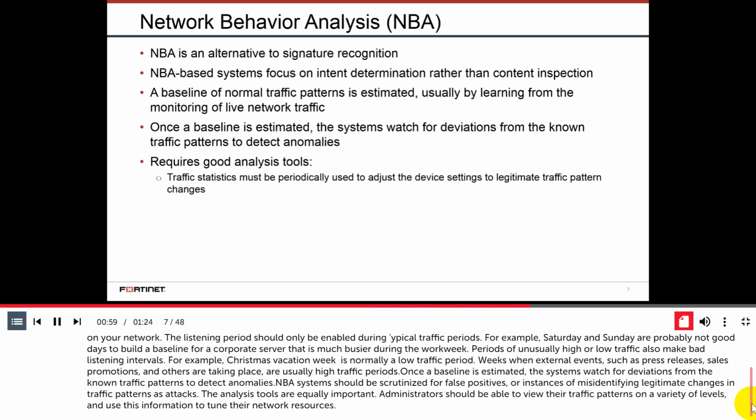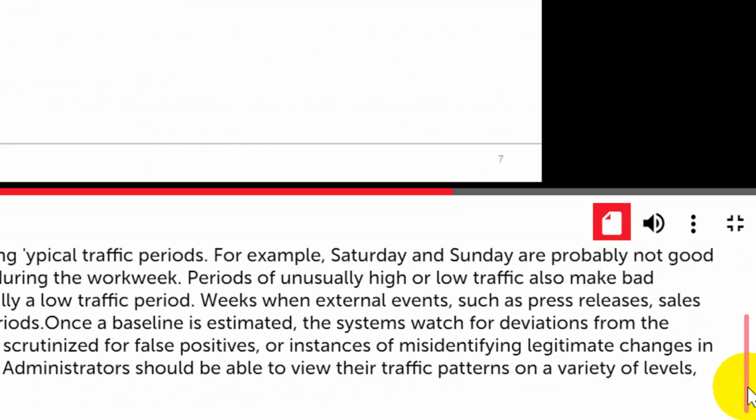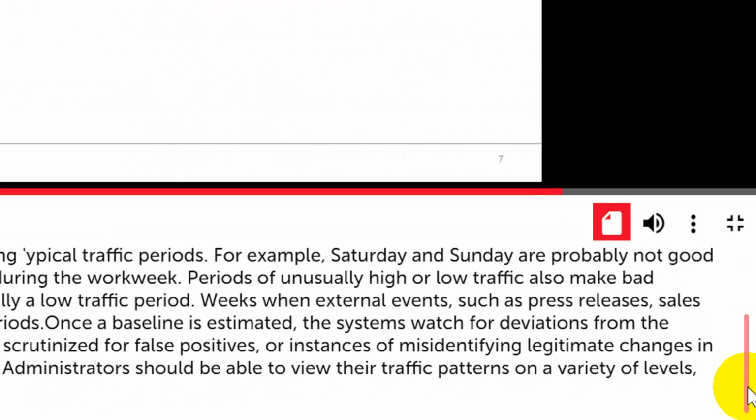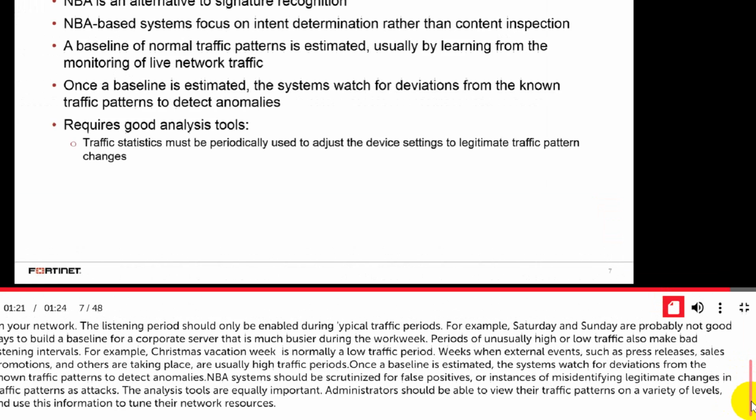Once a baseline is estimated, the systems watch for deviations from the known traffic patterns to detect anomalies. NBA systems should be scrutinized for false positives, or instances of misidentifying legitimate changes in traffic patterns as attacks. The analysis tools are equally important. Administrators should be able to view their traffic patterns on a variety of levels and use this information to tune their network resources.